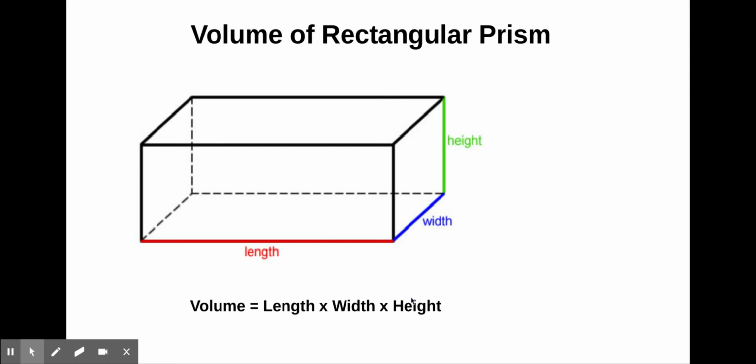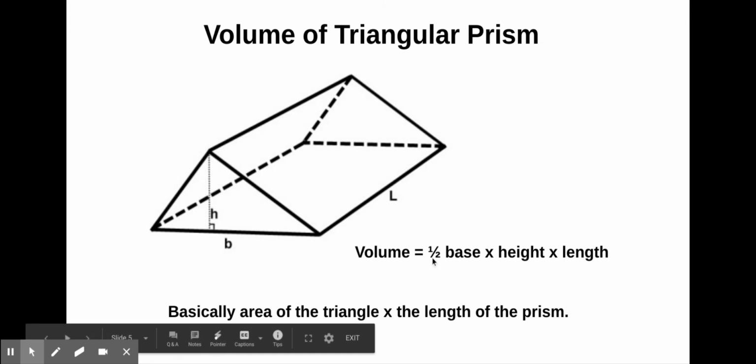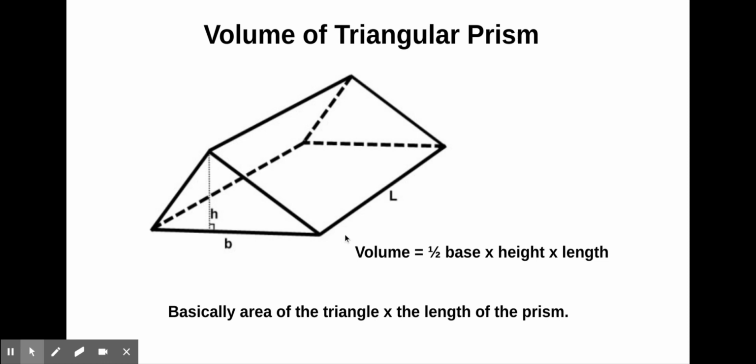Now, if we talk about the volume of a triangular prism, well, remember, we have a triangle involved here. So all of a sudden, we have to bring in half the base times the height, now times the length, because we have a triangle, half the base times the height, but because it's a volume of a triangular prism, we gotta bring this length in. So that's how that one works there.